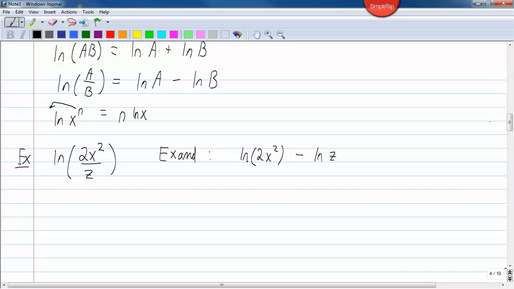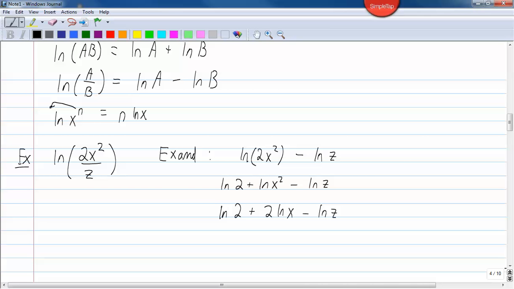Then once you've applied the quotient rule, if you can apply the product rule, you want to do that. And I can with my first term here. So that's the natural log of 2 plus the natural log of x squared. I still have minus natural log of z. Then the last thing you want to do is apply the power rule if you can. So that's the natural log of 2 plus 2 times the natural log of x minus the natural log of z.